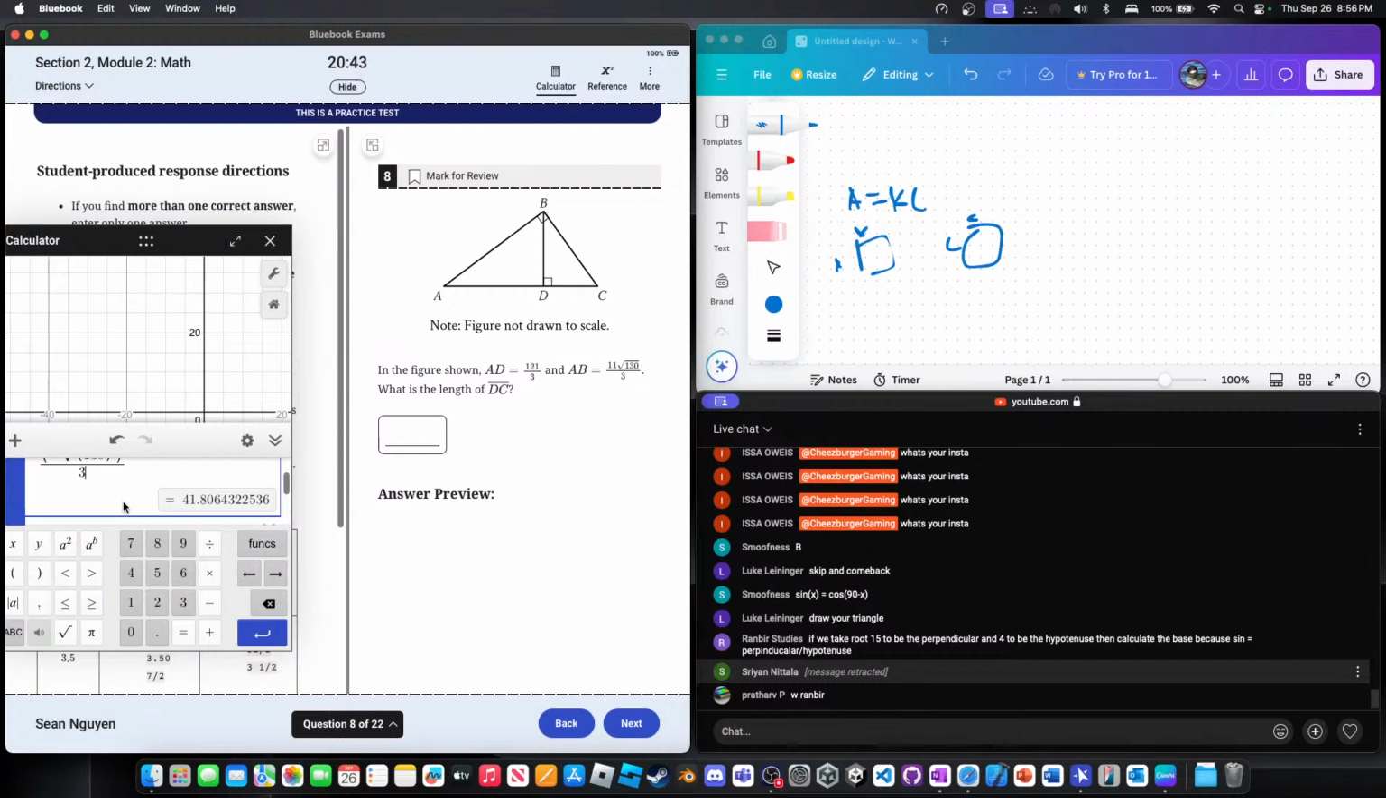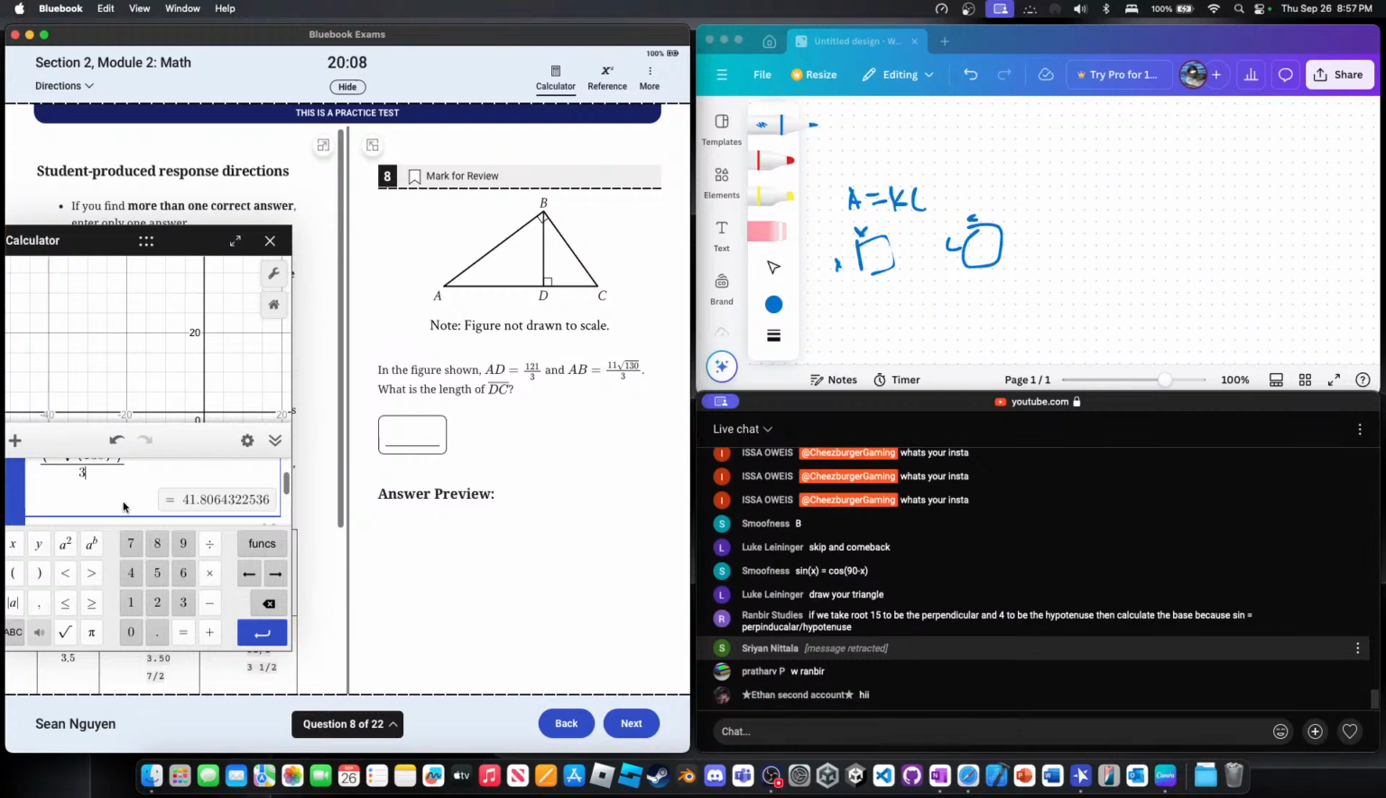Okay, what is the length of DC? DC, okay. AD, AB. Okay, so let's find our hypotenuse for BDC real quick. So if we have our hypotenuse. No, that's not our hypotenuse. No, that is our hypotenuse.